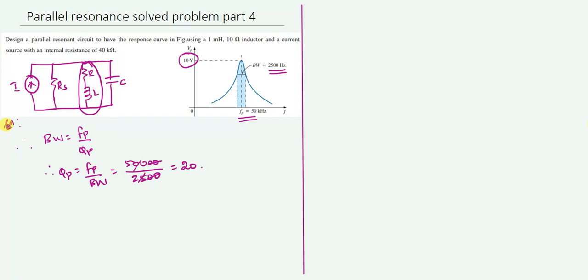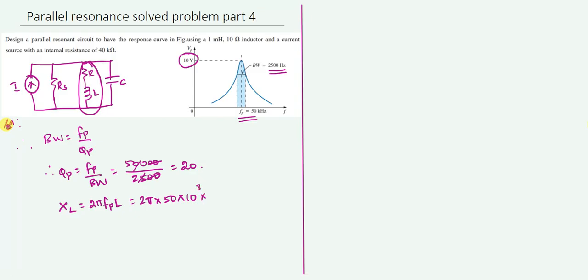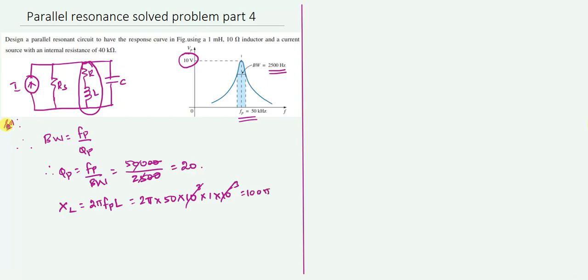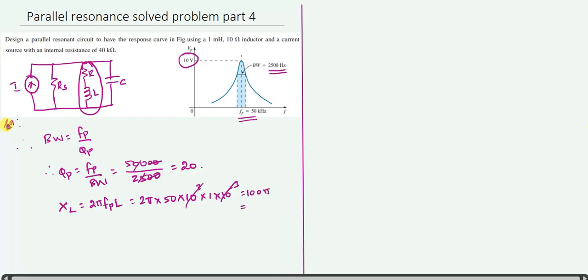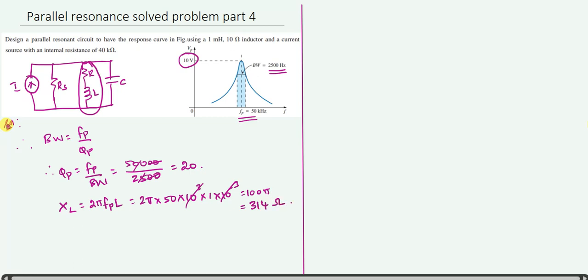Now let us check the corresponding value of XL. XL is equal to 2 pi fp L. Therefore 2 pi into 50 into 10 to the power of 3 into the inductance, 1 millihenry, 1 into 10 to the power of minus 3. This term will cancel, so it is equal to 100 into pi, and we know the value of pi is 3.14. Therefore the value of XL is approximately equal to 314 ohm.